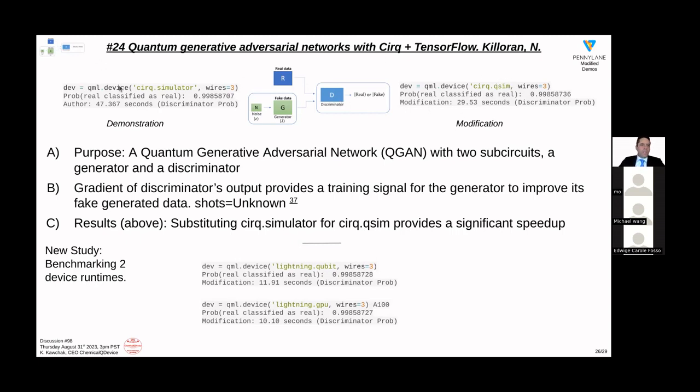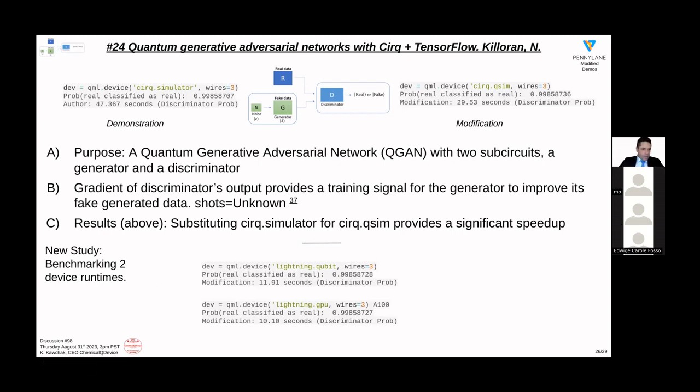Okay, so you'll see here, the probability of real classified as real for the discriminator, remember there's discriminator and generator, is better, 98.858. It's just a little bit, right? It's splitting some hairs, but the main thing was the speed, right? So 30 seconds, down from 47. So on that specific one.